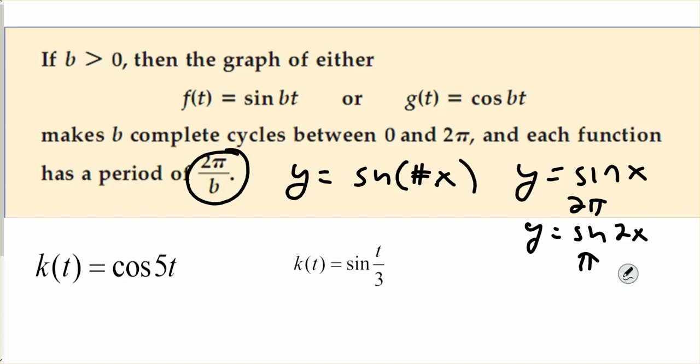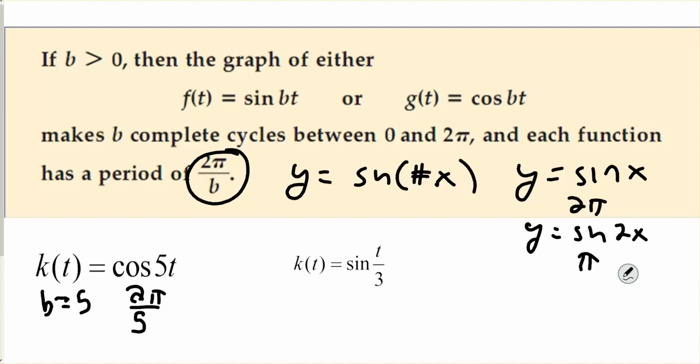So when you look at this, this is the cosine. I want to know what the period of cosine of 5t is. Well, b is 5. So my period is 2 pi divided by 5. That means every increment of 2 pi over 5, it is going to repeat itself. So how do I know that that's going to work? I'll show you what I do.